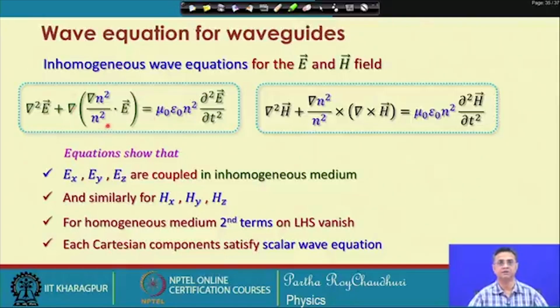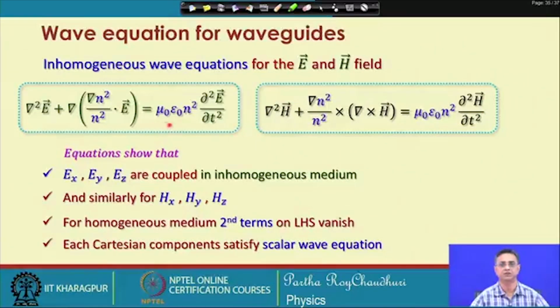But this term as a checkpoint, we can check that if the medium is homogeneous, that is if there is no del n square, then this quantity becomes 0, and this equation reduces to the form of homogeneous wave equation. And likewise for the magnetic field part, if del n square itself is 0 for homogeneous medium, the equation simply reduces to del square H equal to mu naught epsilon naught n square, which is the same old equation for the homogeneous medium.